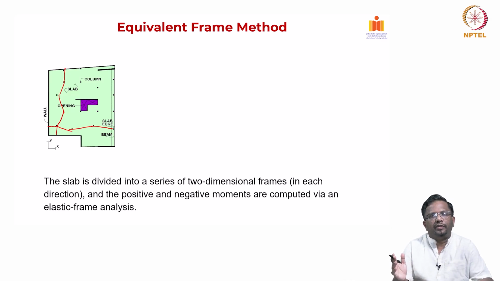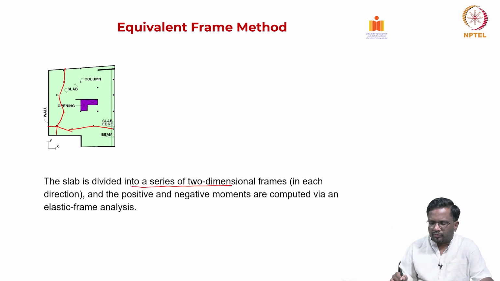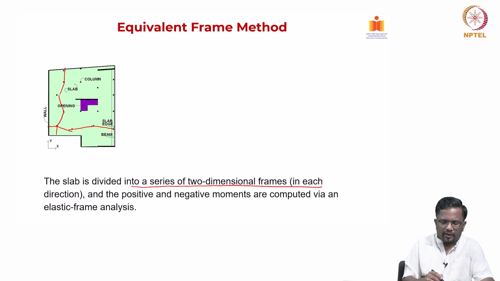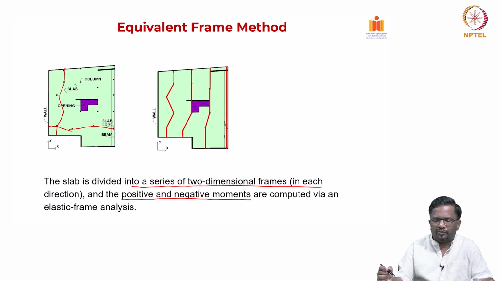So, that is the reason we cannot use other simplified methods like the direct design method if you have unusual geometries where your column lines are not actually straight, right. So, as we have discussed, this slab, if you take it, we are going to divide this into a series of two-dimensional frames in each direction, and we are going to calculate the positive and negative moments using elastic frame analysis, right. Now, how do we do that?